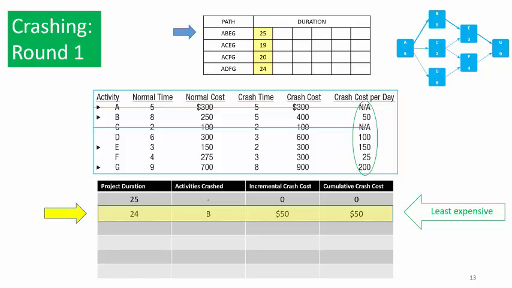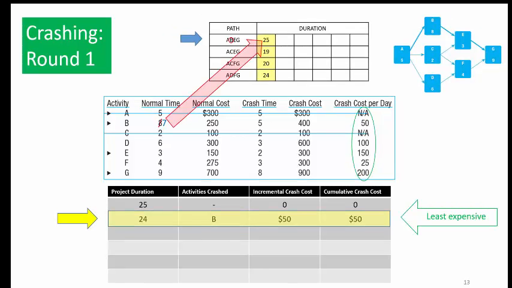There's only one. The normal time for activity B is 8 days. We crash it by 1 day to 7 days. The critical path changes, and we now have two critical paths, A, B, E, G, and A, D, F, G. Move the other path durations over.